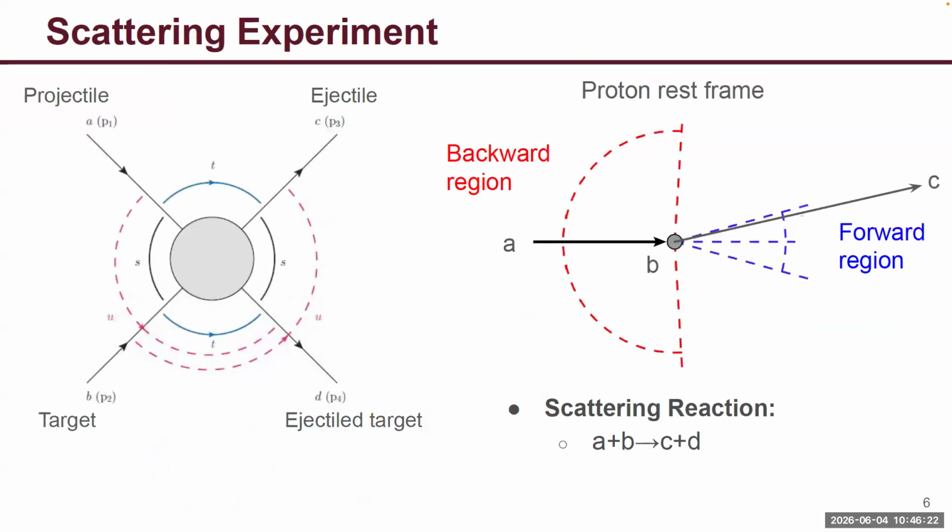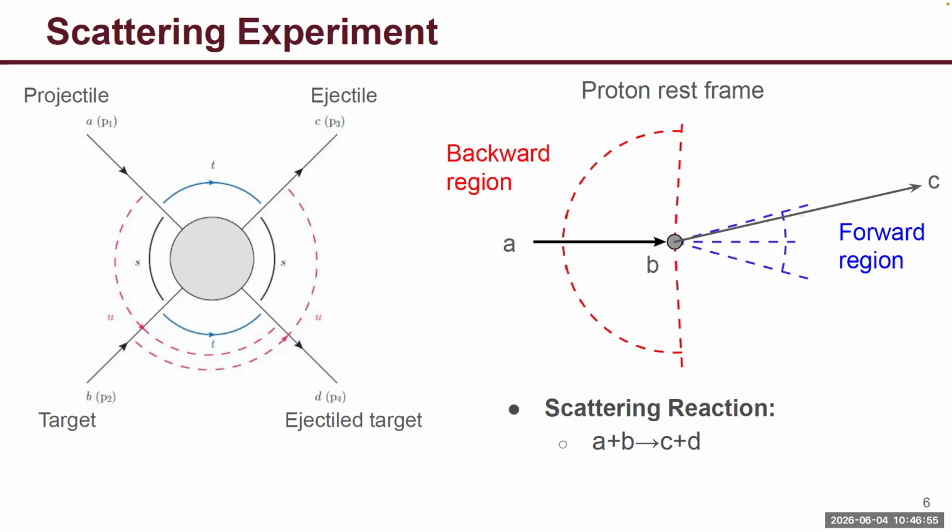So there are two meanings of forward in this context here. In scattering physics, if we have a projectile A coming towards a target B, then they have a collision. And then I have an ejectile, which is whatever is being knocked out. Then we also have the ejected target, or recoil target. So in this kind of regime, you kind of see what is forward here.